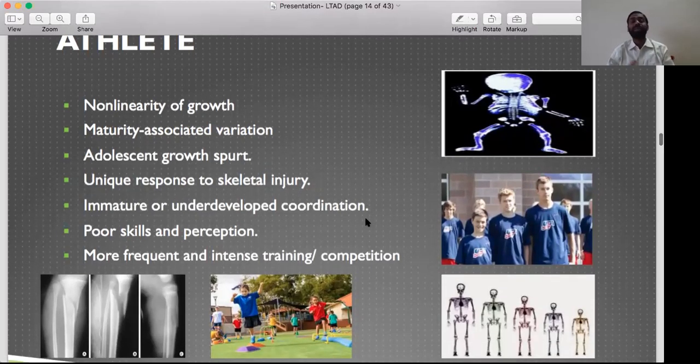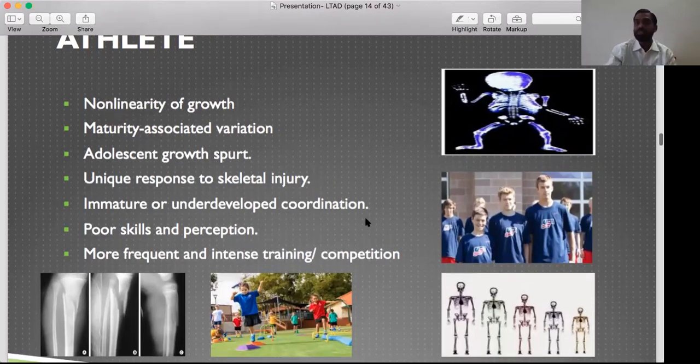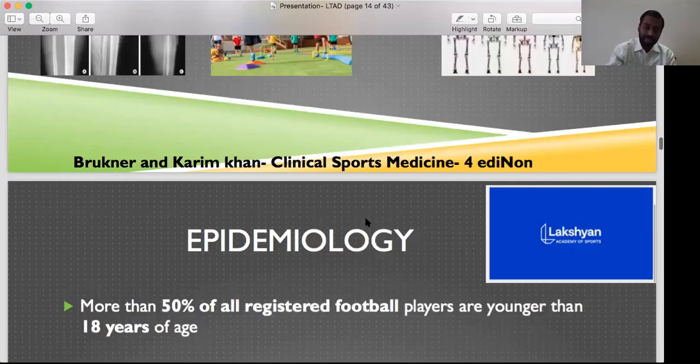And then more frequent and intense training and competition. We end up loading too much. We think that they are just children, they can take up the load, and in the long run, they actually break down. So that's a uniqueness of the young athlete, which we need to be extremely careful about.